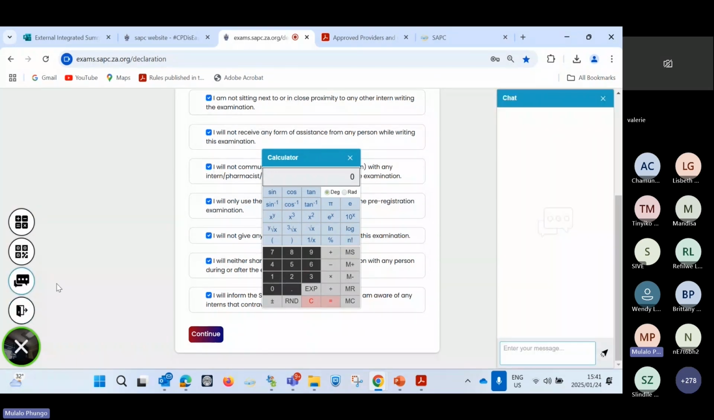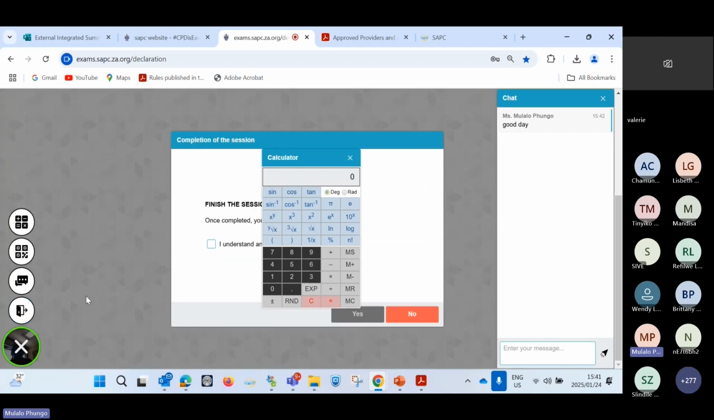And then over here, we've got a chat function. This chat function is for you to communicate with your invigilator once you are logged in. It's not available for anybody who's not logged in. You're able to communicate with your invigilator. "Good day, may I go to the bathroom?" And then it goes through, and the invigilator is able to see it on the other side, right?